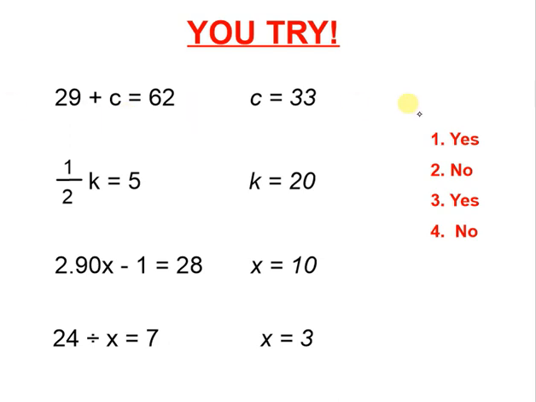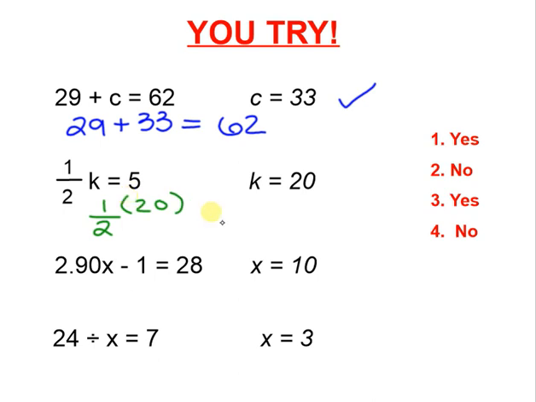So for number 1, the solution does work. 29 plus 33 does equal 62. So yes, it does work. For number 2, the solution does not work. 1/2 times 20 equals 10, not 5. So the solution does not work.